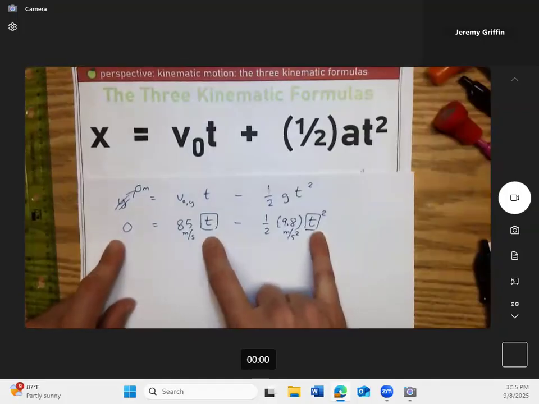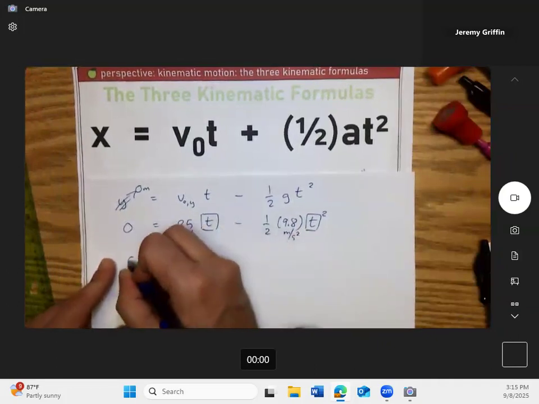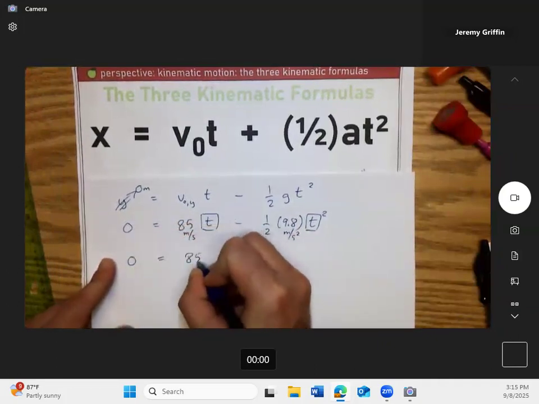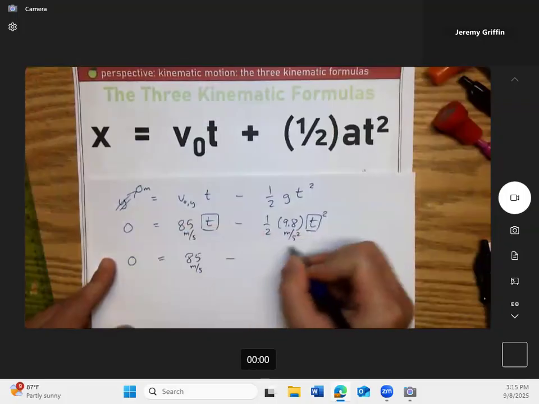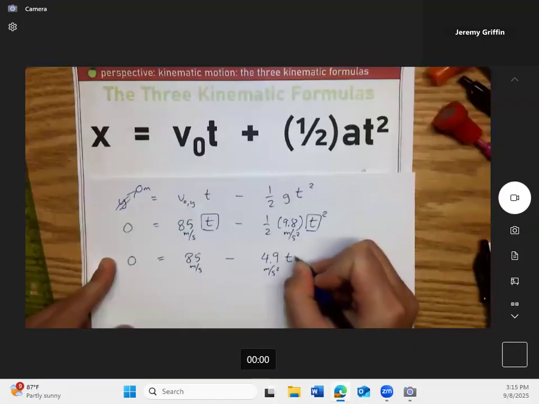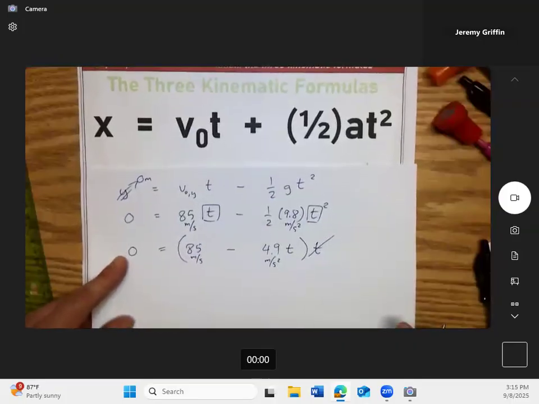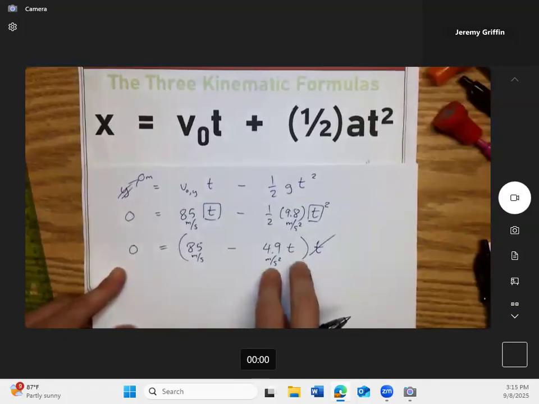Except that it's equal to 0, so can I just very simply factor out a t and divide it out and it's gone? So I could pull a t out and then say 85 meters per second minus half of 9.8, which is 4.9. There's a t here, and this is all times another t. I could just divide it out. It just goes away. Then can I add this term over?